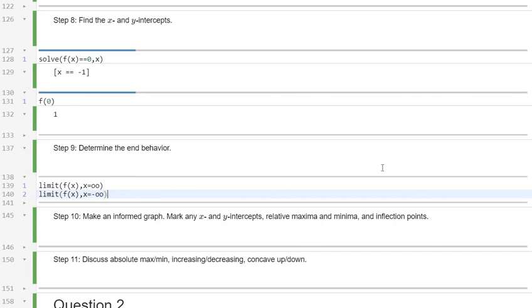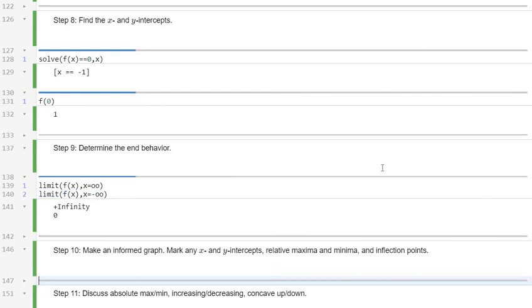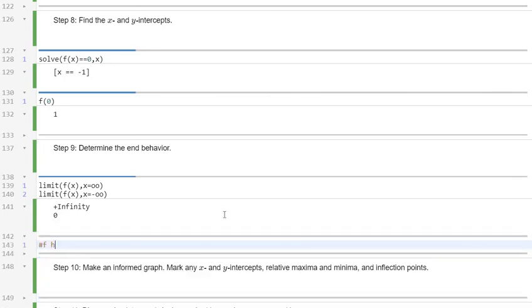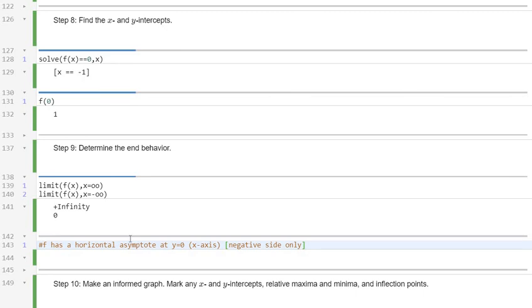And x approaches minus infinity. Those are the ends of the domain. As x approaches infinity, the function also approaches infinity, so no horizontal asymptote on that side. But as x goes to negative infinity, the function approaches 0. That means f has a horizontal asymptote at y equals 0. That's the x-axis. Now notice, I'm going to write myself a note, that's on the negative side only. The horizontal asymptote's only on the negative infinity side, not on the positive infinity side. So we'll look on our picture for that as well.